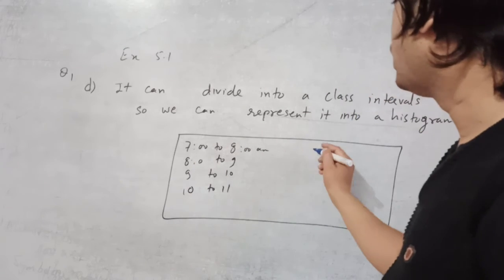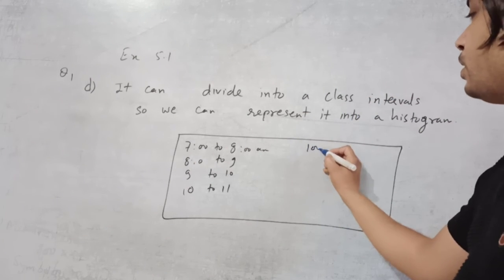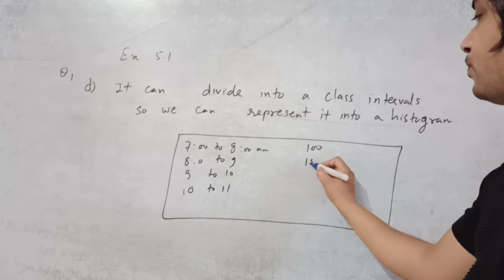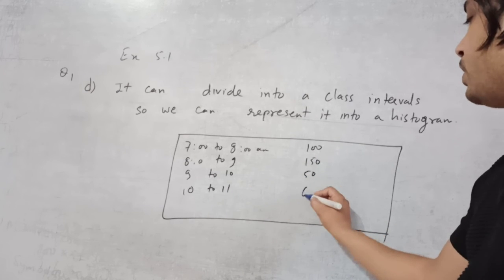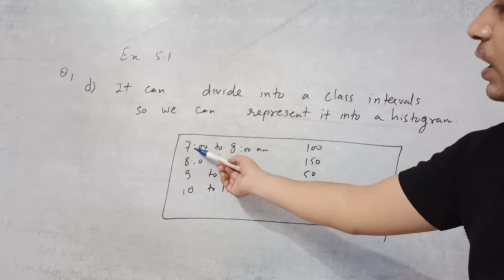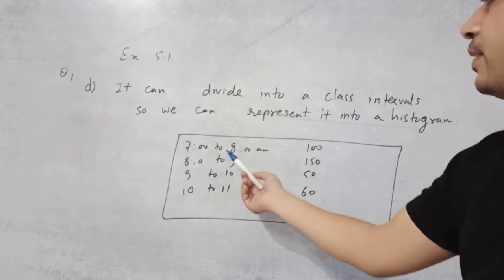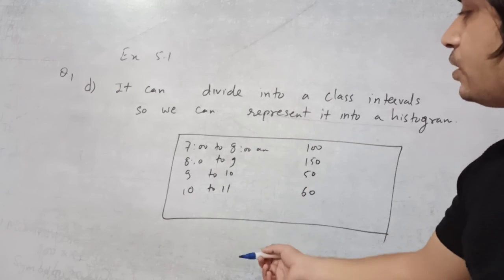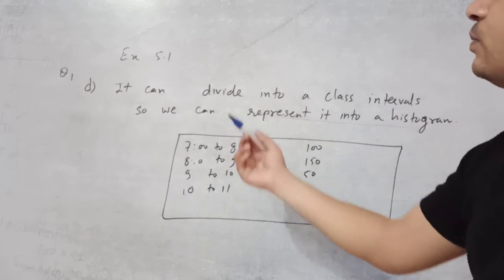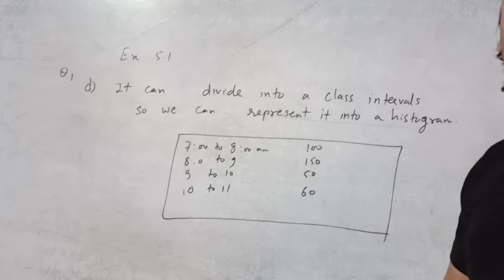Suppose from 7 to 8, how many passengers came to take the ticket? 100. From 8 to 9, 150. From 9 to 10, only 50. From 10 to 11, 60. So like this we can divide it into intervals: 7 to 8, 8 to 9, 9 to 10, 10 to 11. So it is dividing into intervals. That's why for D also we can represent it as a histogram.